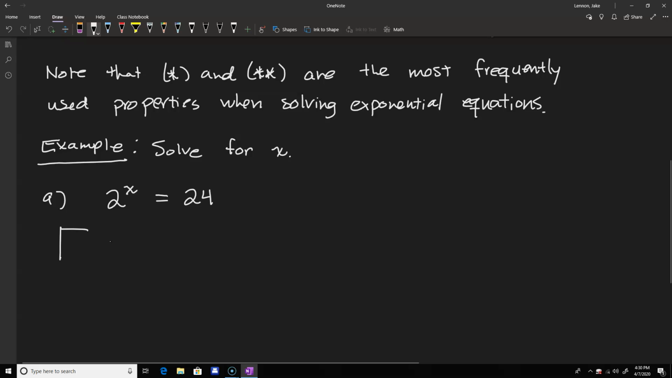As I mentioned, usually we're going to want to get some sort of numerical approximation for these, so that means we want to use one of the buttons on our calculator. Typically that's either common log or natural log. Let's take the common log of both sides. We have the log of 2 to the x is equal to the log of 24. We can now use property number 3 to bring that x down in front.